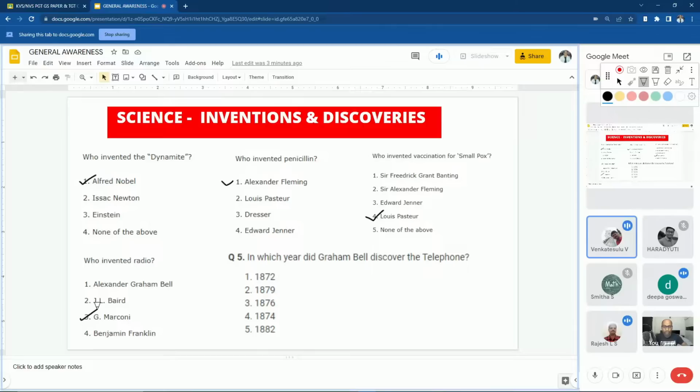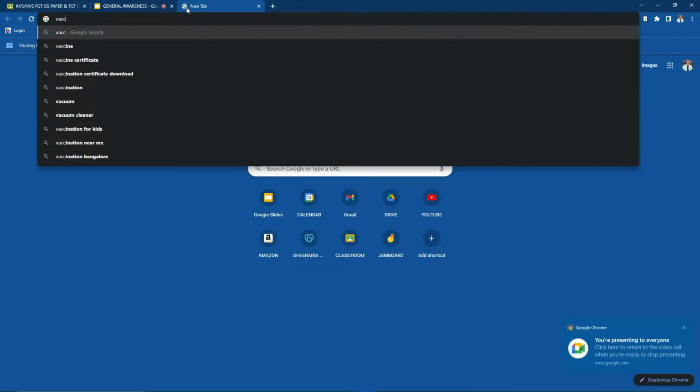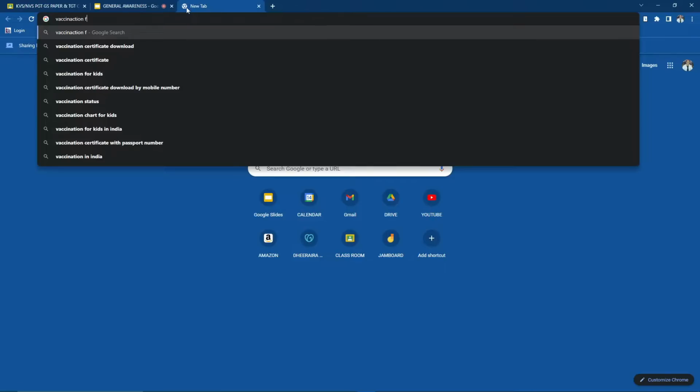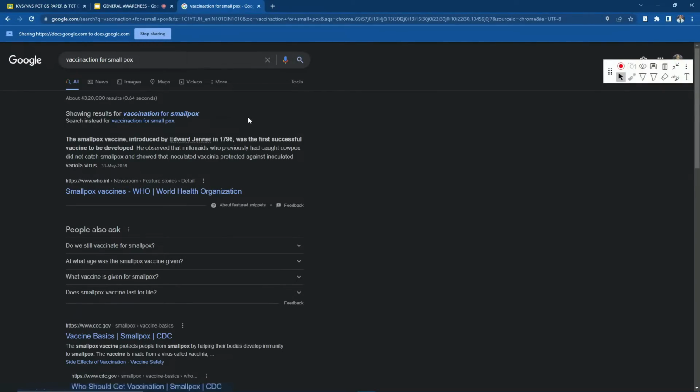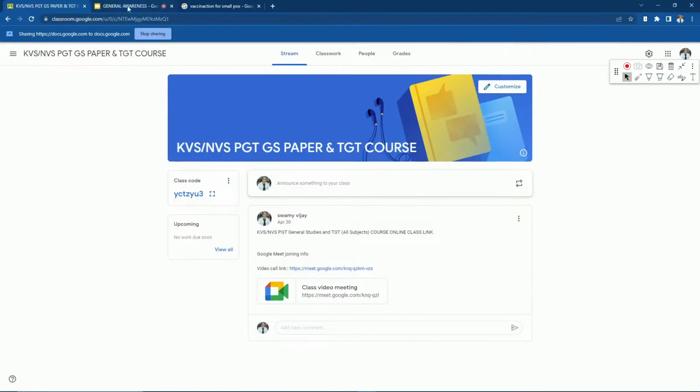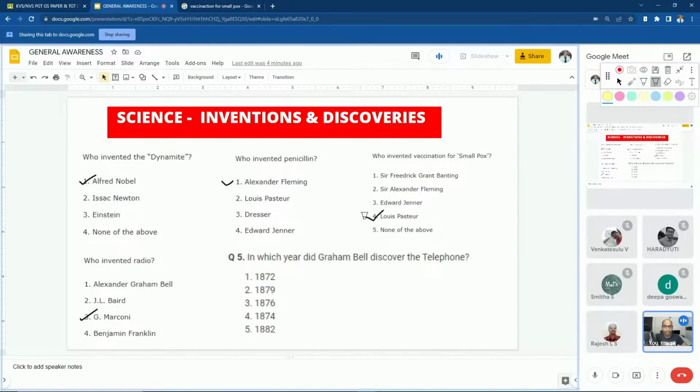Sir, the smallpox vaccine was invented by Edward Jenner only. Wait, sir, I'll check. Vaccination for smallpox. Sir, it is Edward Jenner. Wait, I'll check, maybe I am wrong. Because the first one was introduced by Edward Jenner itself. Right, so correct. My bad, yes, sir, it's my mistake. It is the answer, Smita ma'am. It is Edward Jenner. Okay, sir. Right. Edward Jenner is the inventor of the smallpox vaccine.